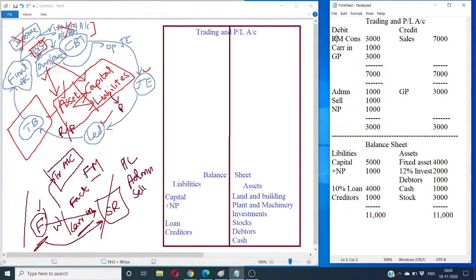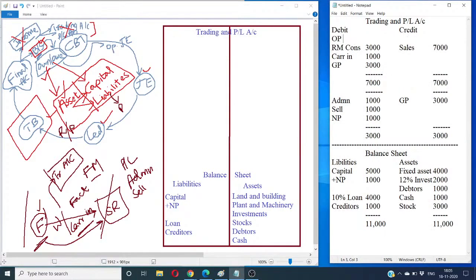The raw material consumption will be recorded this way. We'll start with opening stock. Opening stock value being 1000. Here it's not raw material consumption. It's raw material purchases or simply purchases. So the purchases here is 5000.